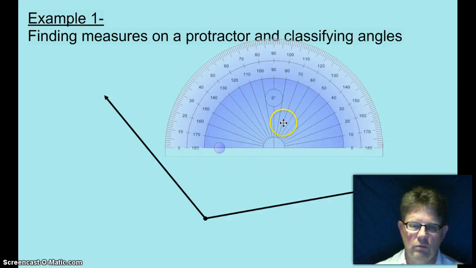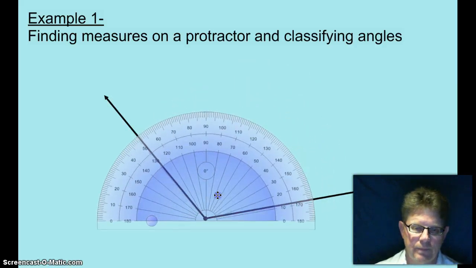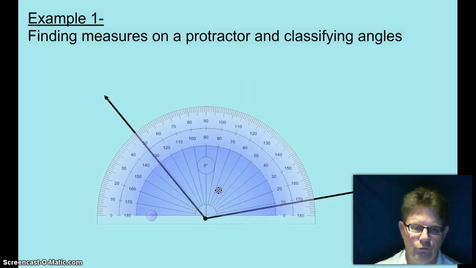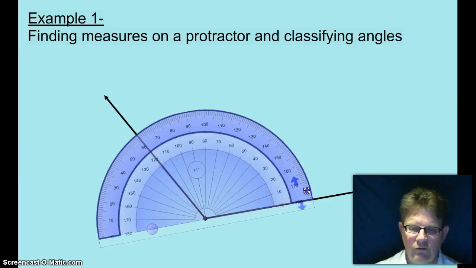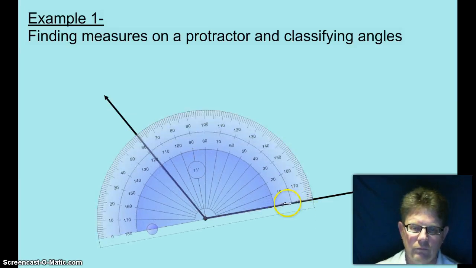Moving right along, let's do one more. Put the crosshairs right on the vertex. Rotate it to hit the 0. 10, 20, 30, 40, 50, all the way past 110. It looks like it's one degree less than 120. 119 degrees. Pretty cool, huh?